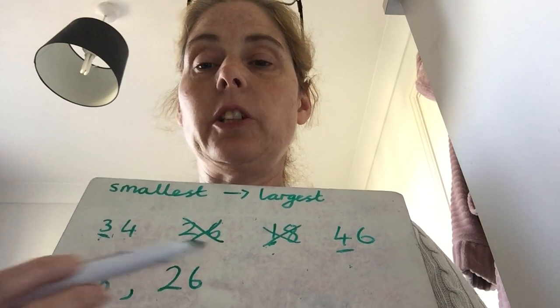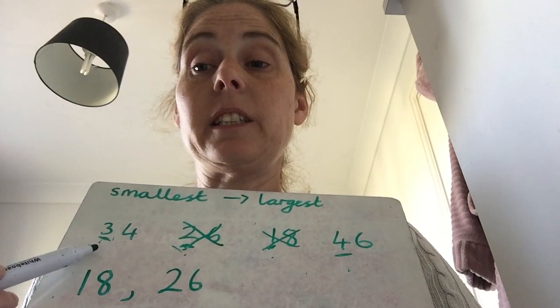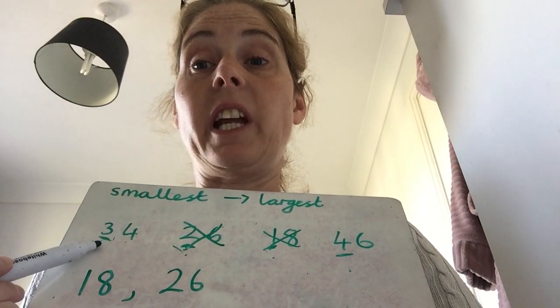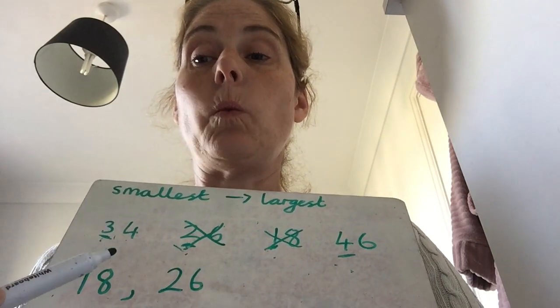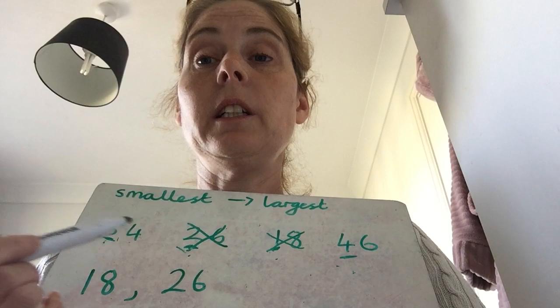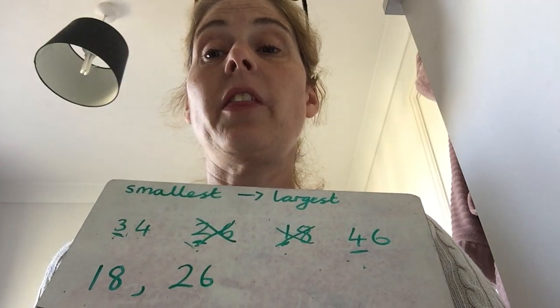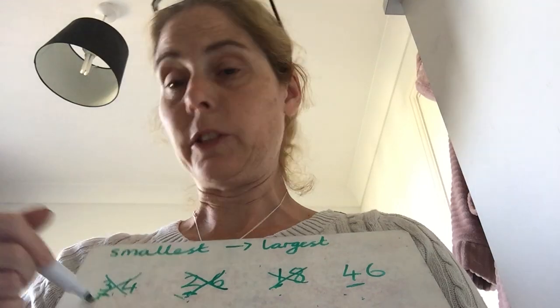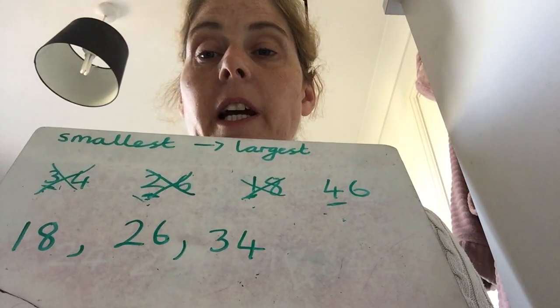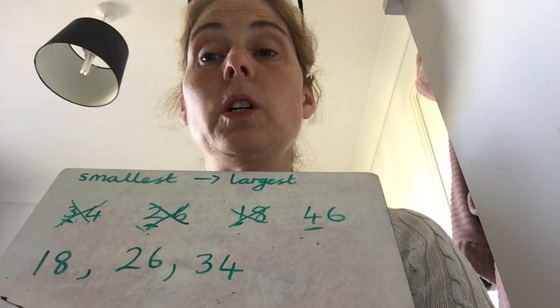Okay, look at these 2 numbers. How many tens has this one got? 3. How many tens has this one got? 4. So we know now that this one has got to come first because it's only got 3 tens. So there we go, and we can cross that one off because we've used it. And then we only have one more to put in, and that is our 46.